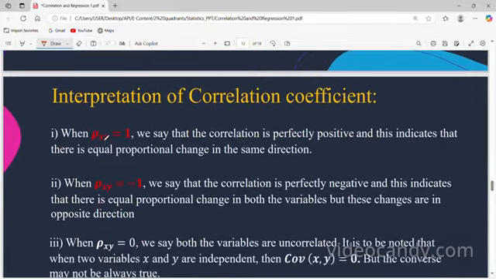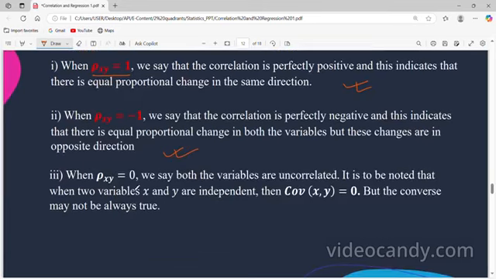Next is interpretation of correlation coefficient. When rho of xy equal to 1, we can say that correlation is perfectly positive, and this indicates that there is equal proportional change in the same direction. Next is rho of xy equal to minus 1. We say that correlation is perfectly negative, and this indicates that there is equal proportional change in both the variables, but these changes are in opposite direction. And when rho of xy equal to 0, we say both the variables are uncorrelated. It is to be noted that when two variables x and y are independent, then covariance of xy equal to 0. But the converse may not always be true.